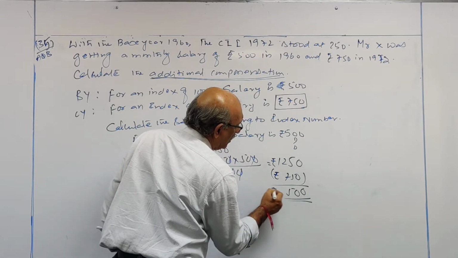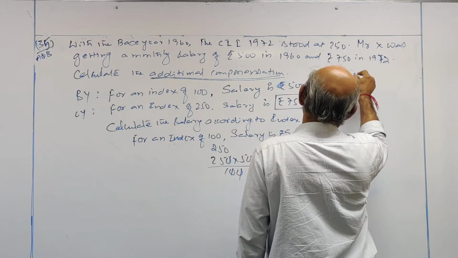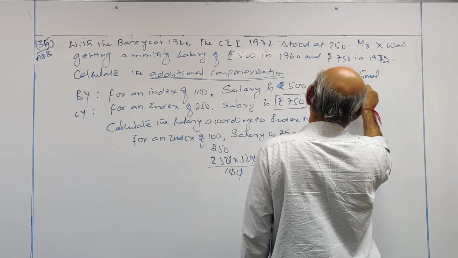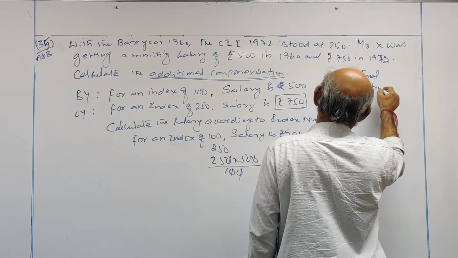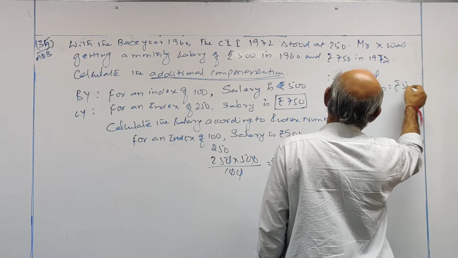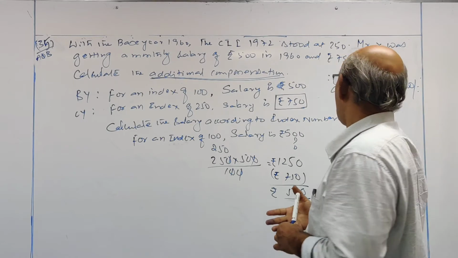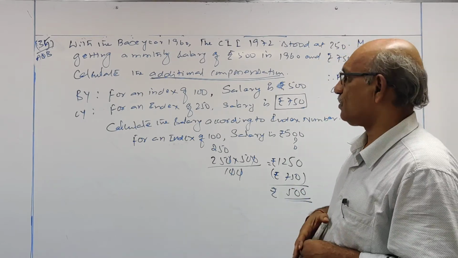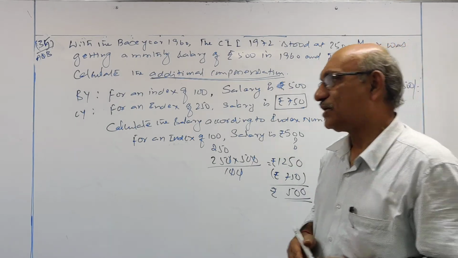1250. Rupees 500. Therefore, additional compensation is equal to rupees 500. Additional compensation is rupees 500. Okay, this is how you have to calculate. Fine. Note down the solution.